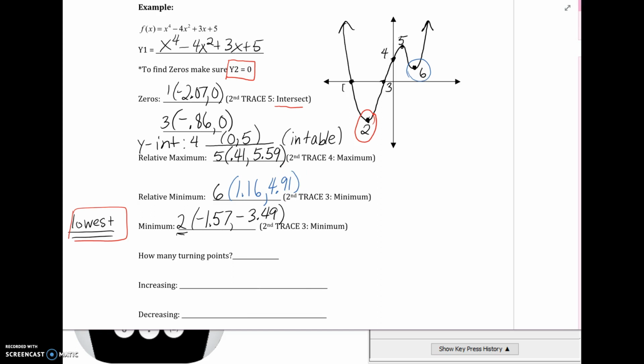All right, so that's it for the calculator component. We talked about the turning points, so we have our minimums, and then we also have the maximum point here. So we have 3 of them. Points 2, 5, and 6 are our turning points. There are 3. And this is the max that it could be.